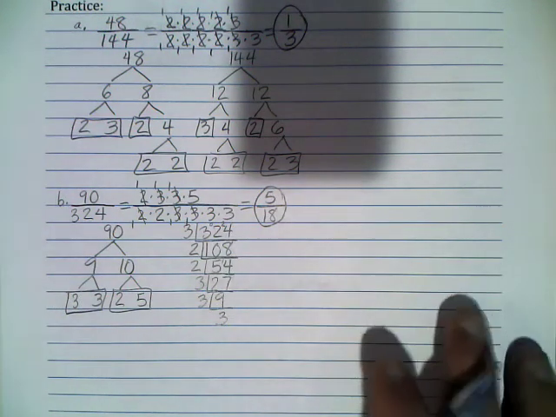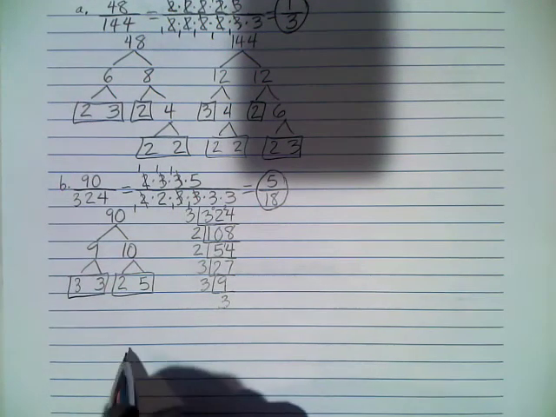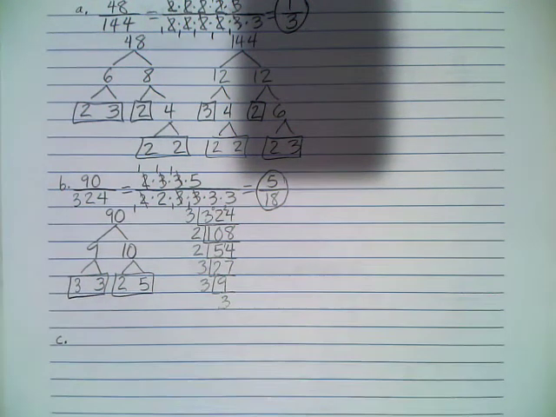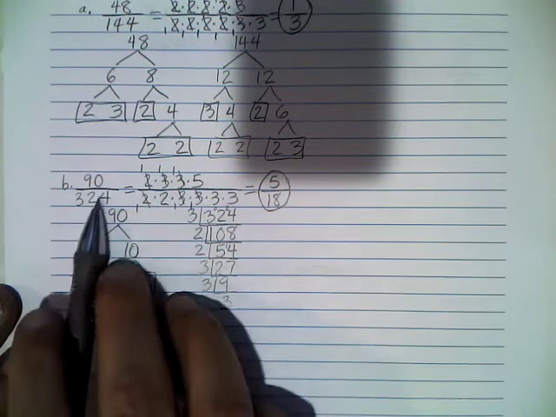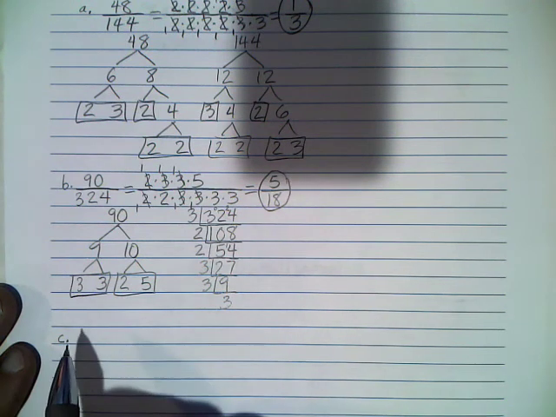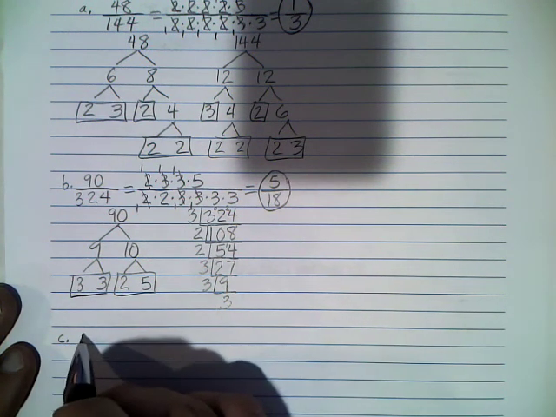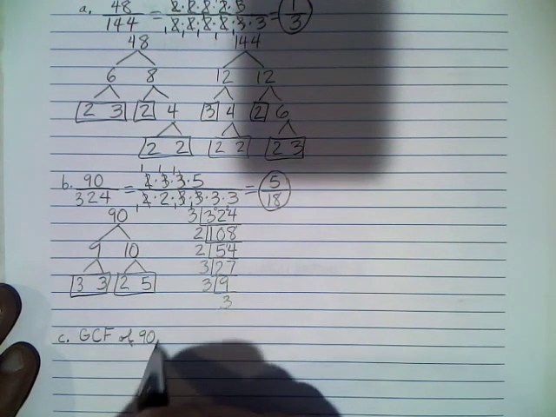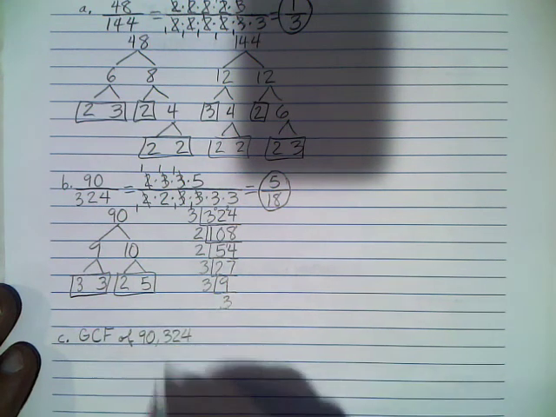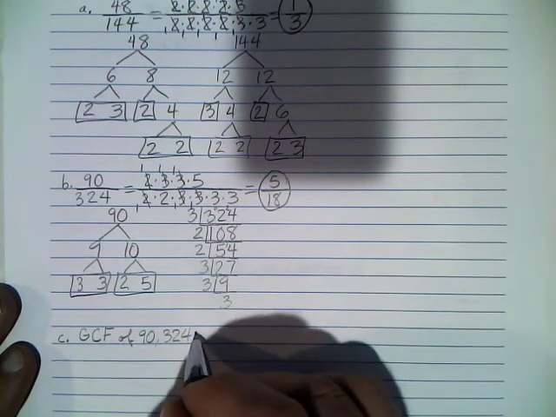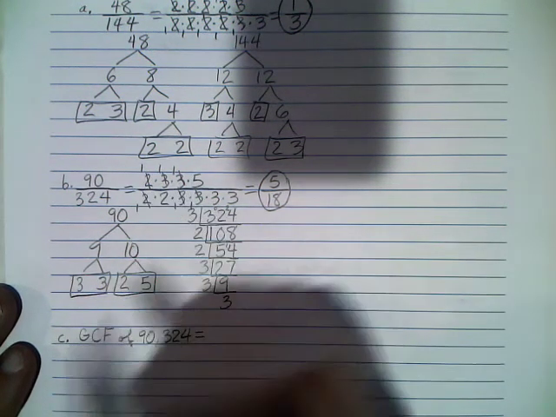Now, ladies and gentlemen, I'm going to show you another way that we can find our prime factorization. Using the work that we just did here, we can find it really easily. For this one, I'm going to copy down the problem, GCF of 90 and 324. If you take a look at the reducing of your fraction here, just look at the numerator and look at what got crossed out.